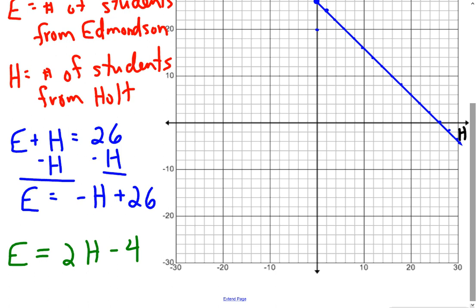And I look at that and go, well, that's really nice. That's already in slope-intercept form. Good thing that I picked E as the y-axis. Otherwise, we would have had to solve this for H. So now I look at it and go, well, my slope, or excuse me, my y-intercept is negative 4. Come down to 4. My slope is 2. So I'm going to actually go up 4 and right 2. Up 4 and right 2, that's still a slope of 2. Up 4, right 2, up 4, right 2.